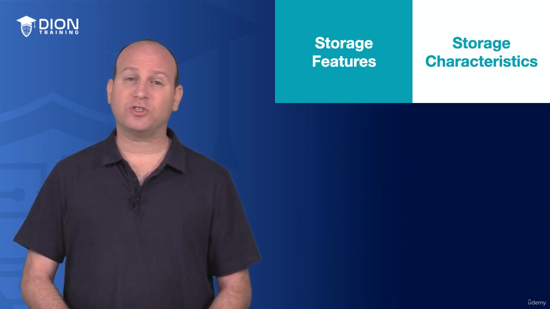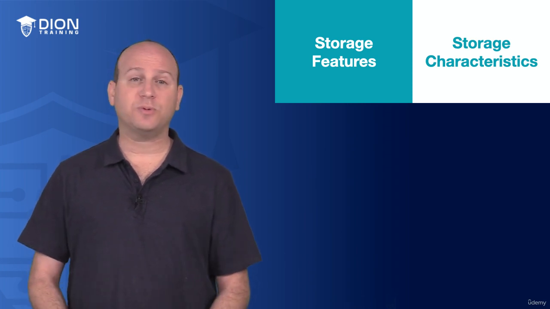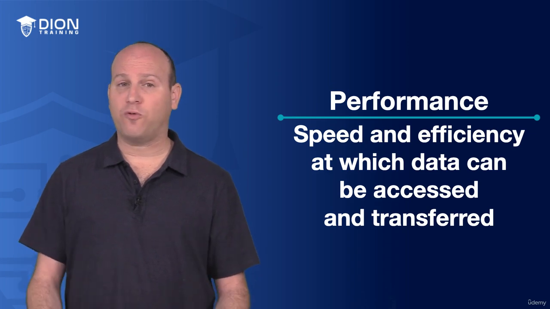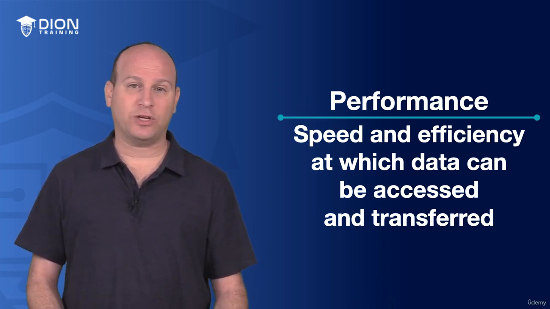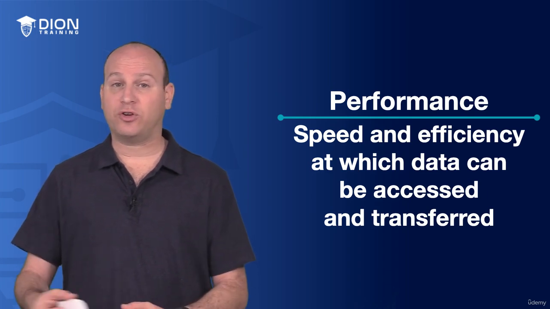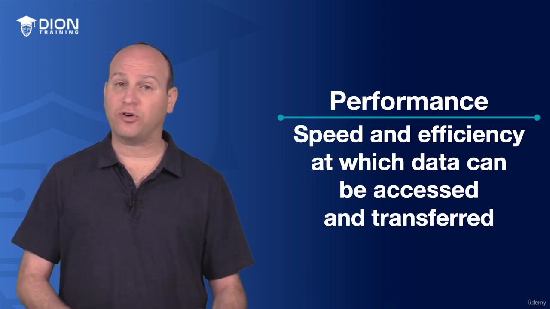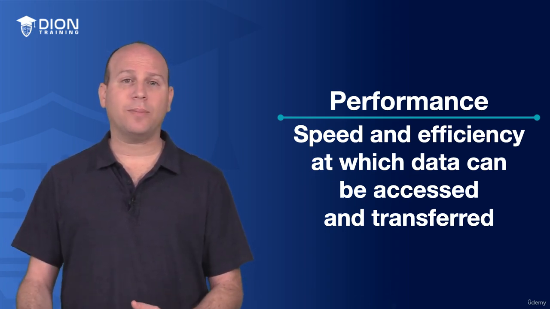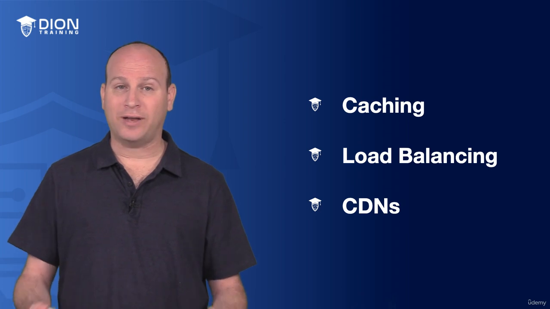Next, we're going to discuss the different storage characteristics that you need to understand for the exam, including performance and the differences between hot and cold storage. The first key characteristic of cloud storage is called performance, and performance refers to the speed and efficiency at which the data can be accessed and transferred. This includes factors such as data transfer speeds, the responsiveness of the user interface, and the ability to handle large numbers of concurrent users or requests. High-performance cloud storage systems will typically use a combination of advanced technologies such as caching, load balancing, and content delivery networks to ensure fast and reliable access to all of the data.